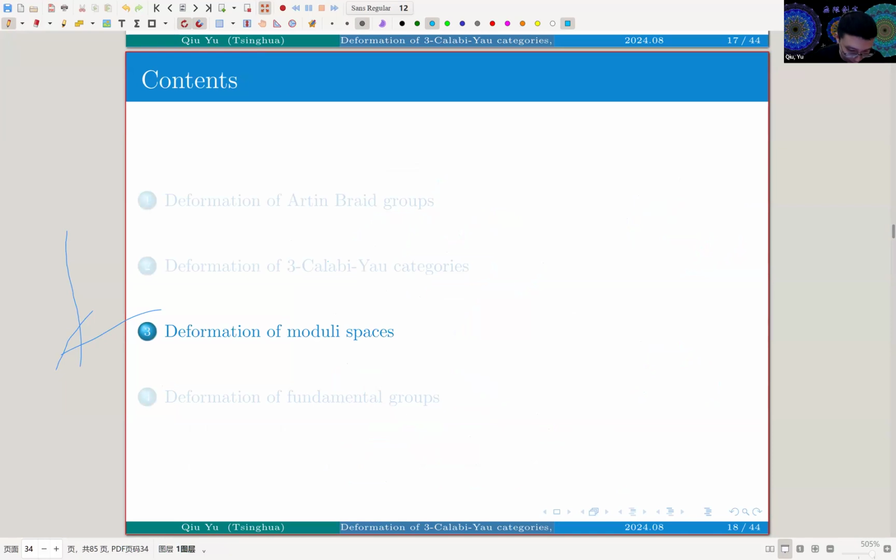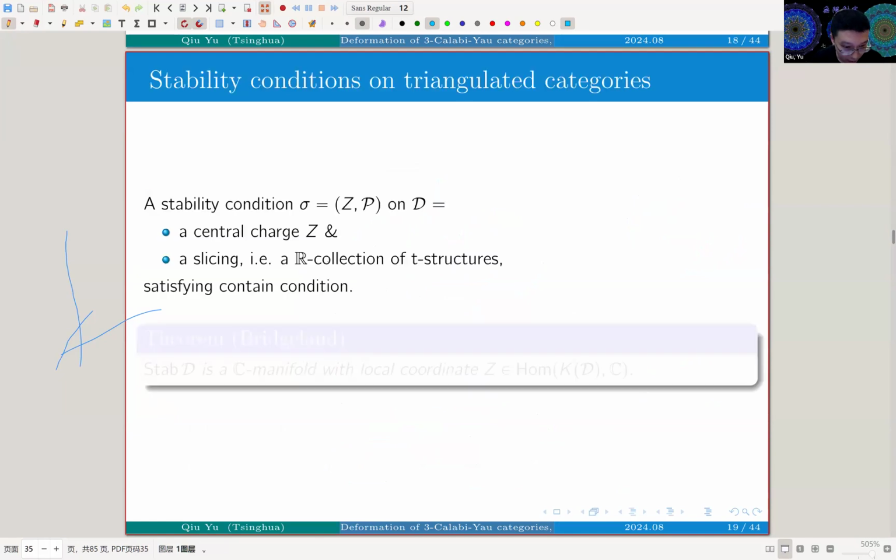So next, let's talk about the moduli space associated with these three Calabi-Yau categories. So the abstract definition is that if you give me any triangulated category, we have the notion of stability condition due to Bridgeland, which consists of two structures. One is the central charge, which is basically a group homomorphism from the Grothendieck group to C. And the second datum is a t-structure, but you want to take an R-collection of t-structures.